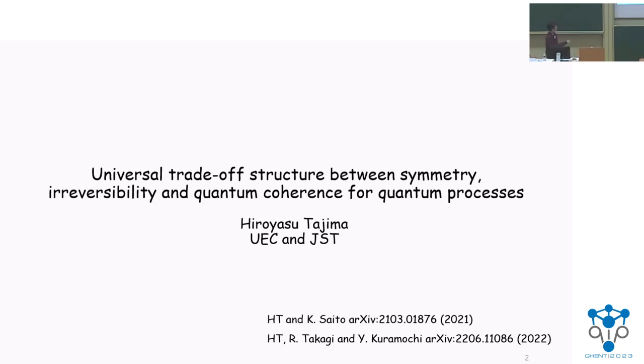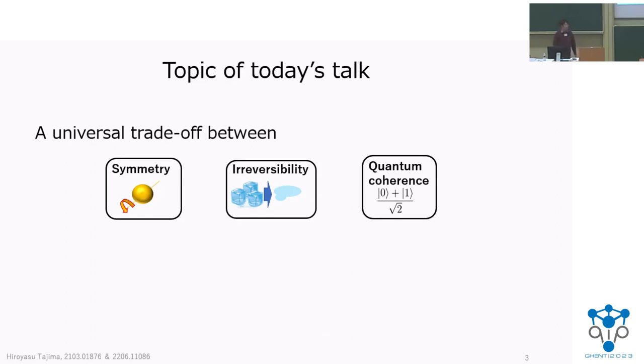This talk is based on these two papers. The first paper is a collaboration with Keiji Saito at Keio University, and the second paper is a collaboration with Ryuji Takagi at NTU and Yui Kuramochi at Kyushu University. Let's start with the topic of today's talk. The topic is a universal trade-off relation between symmetry, irreversibility, and quantum coherence.